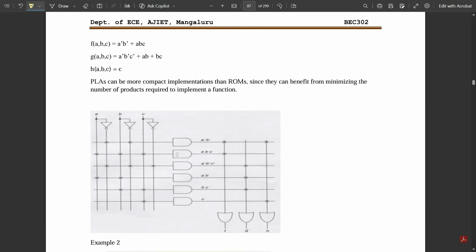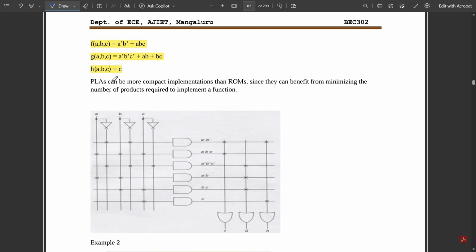And with one simple example, you see here how they have represented this using a programmable logic array. This is very simple, guys. If they ask any question, they would be giving you three functions: f of abc, g of abc, and h of abc. They have given the functions also: f is equal to a dash b dash plus abc, g is equal to a dash b dash c dash plus ab plus bc, and h is equal to c. So these three functions you need to represent using PLA.